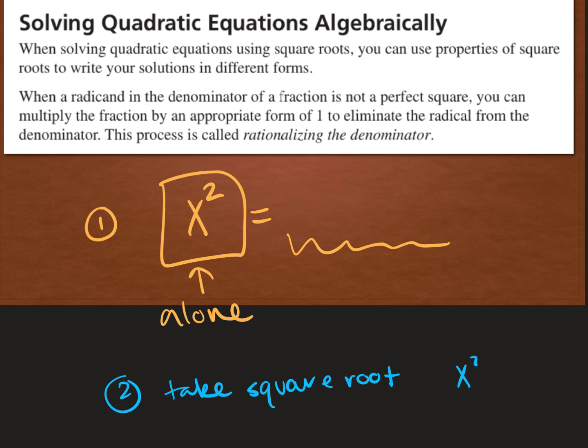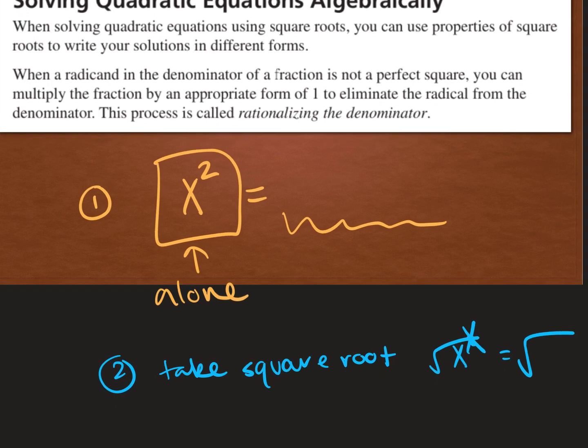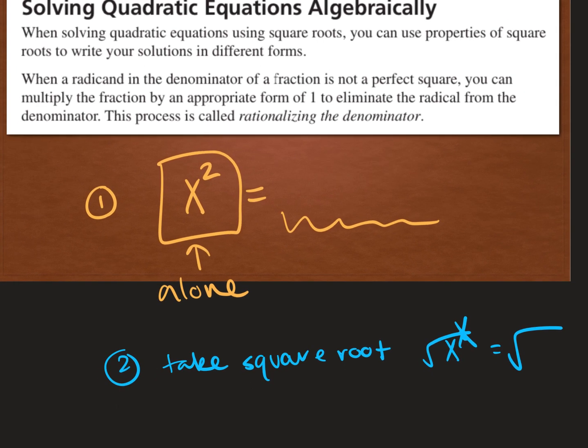So if I had x squared, if I take the square root, it cancels out with the squared. But if I take the square root of one side of my equation, I have to take the square root of the other side too, which we'll do some examples and it'll make a little bit more sense. So step 1 is get the x squared term all by itself. Then we take the square root of both sides.